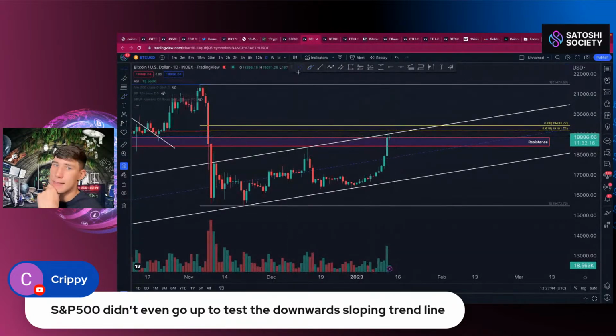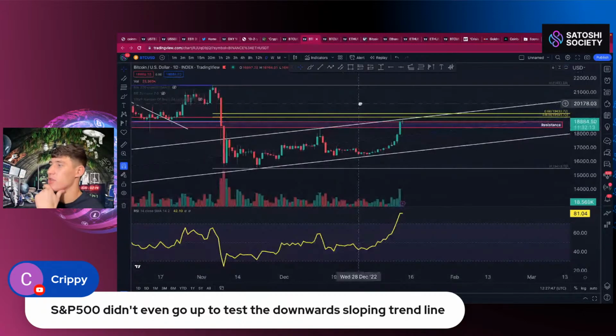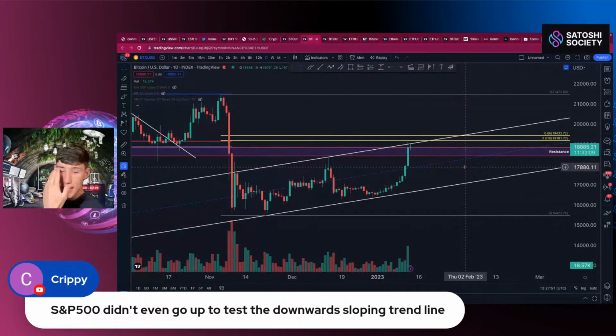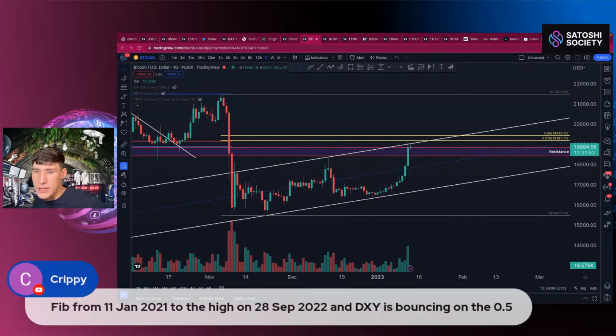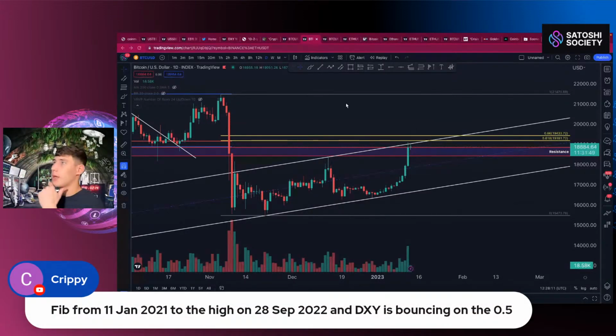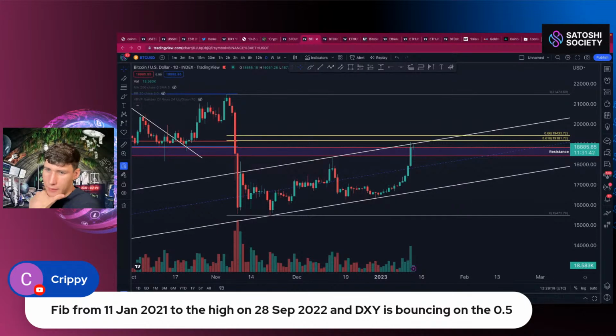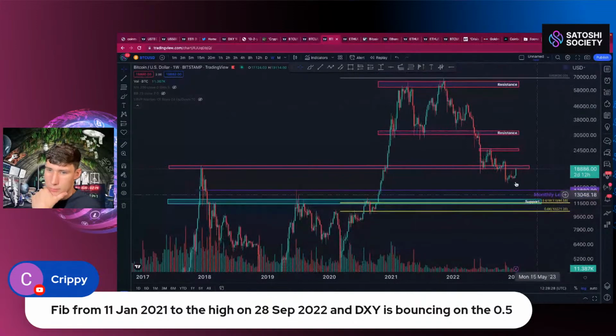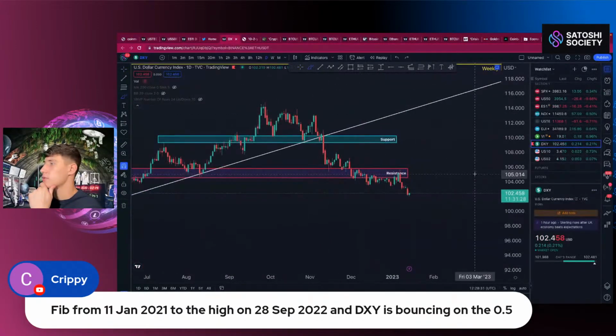Lots and lots of resistance, and the textbook bearish divergence coming in as well. RSI overextending. Lots of signals telling us that it's primed for a pullback. Fib from 11th of Jan 2021 to high on 28th of September 2022, and DXY is bouncing on the 0.5. Okay, so fib from, is that on the DXY? Is that on Bitcoin or is that on the DXY? I'm guessing you're saying it's on the DXY.